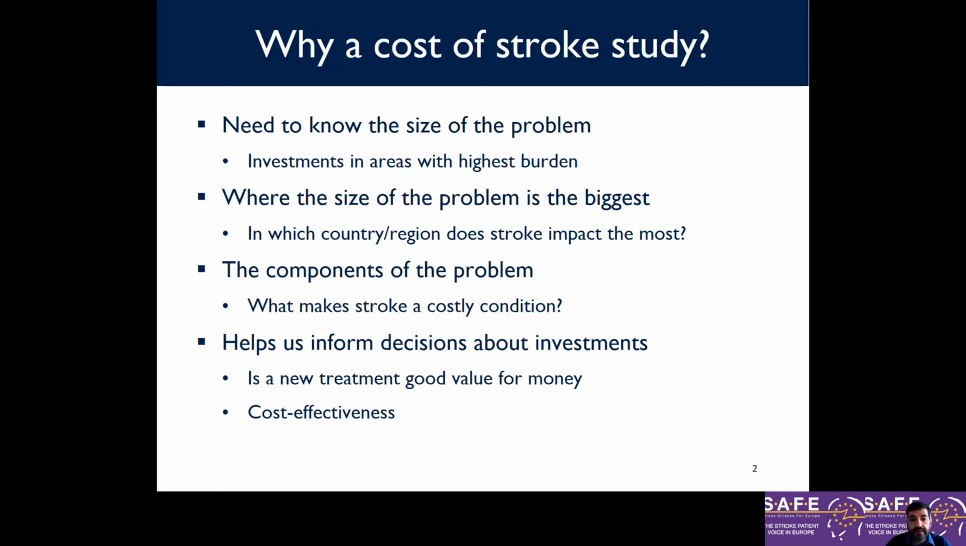We also need to know the components of the problem. So for example, what makes stroke a costly condition? Is it because patients are more likely to need nursing homes, or is it because the acute care is so expensive because patients spend a long time in hospital? It also helps us inform decisions about investments. So for example, is a new treatment good value for money? Is the effectiveness of the treatment outweighed by the costs of that treatment? Therefore, it allows us to judge on cost effectiveness.